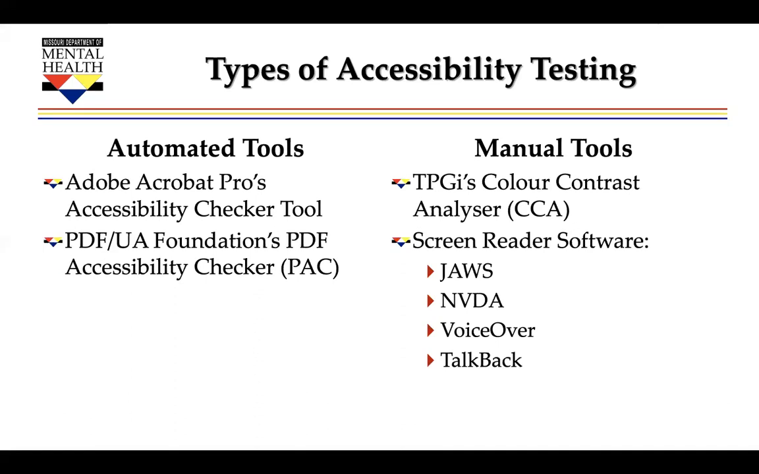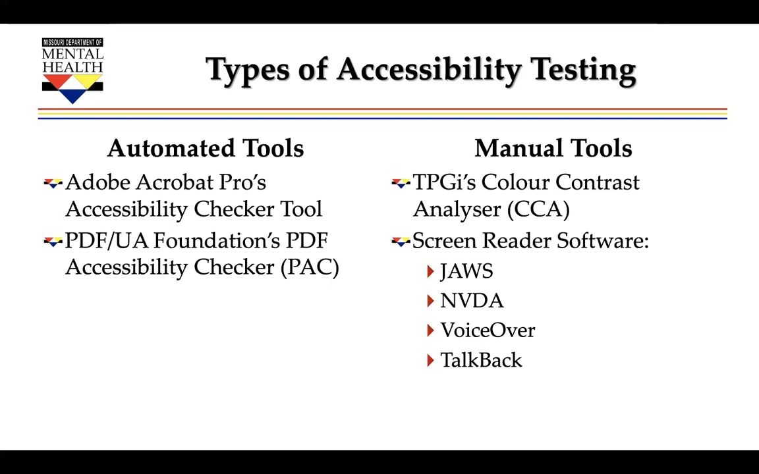All right, so some automated tools that we'll be looking at include the accessibility checker tool in Adobe Acrobat Pro, the PDF accessibility checker, or PAC for short. That's from the PDF UA Foundation. The color contrast analyzer from TPGI is a tool that we can use to help with manual color contrast checking, so we don't need to do a bunch of legwork to figure out the hexadecimal codes for all of the colors and plug those in somewhere to figure out the contrast ratios.